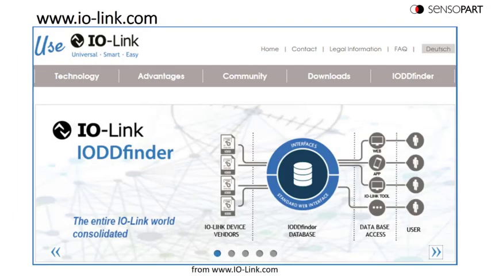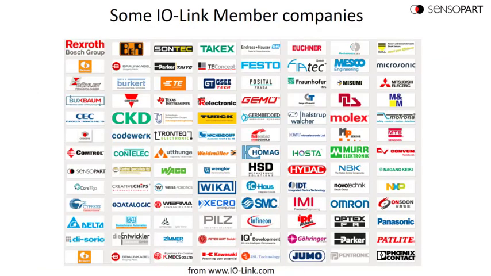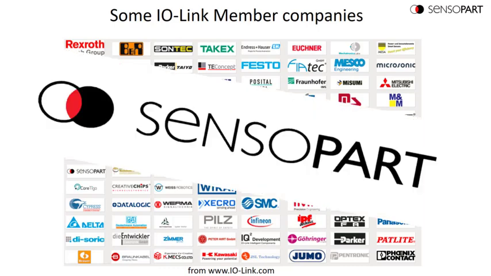Ethernet IP has the ODVA. IO-Link has the IO-Link Consortium at io-link.com. And it's an organization to improve the standard, promote IO-Link, and improvements to IO-Link. Most automation companies and sensor companies and PLC manufacturers are members now, including SensoPart.